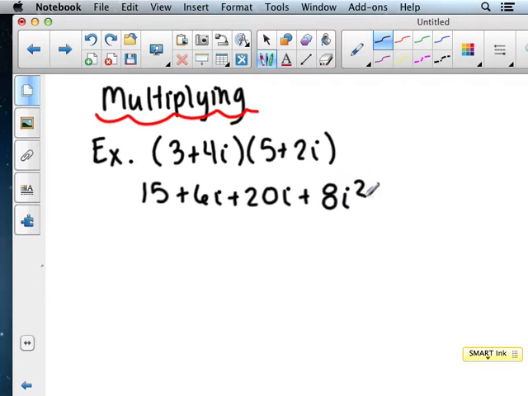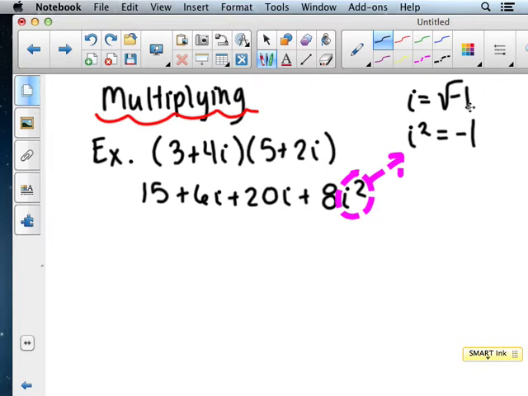Now we're going to combine our like terms. And at the same time, I want you to be very careful of this. What does i squared equal? Well, remember from last notes that i squared is the same thing as -1, right? i is the square root of -1. When you square it, you get -1.